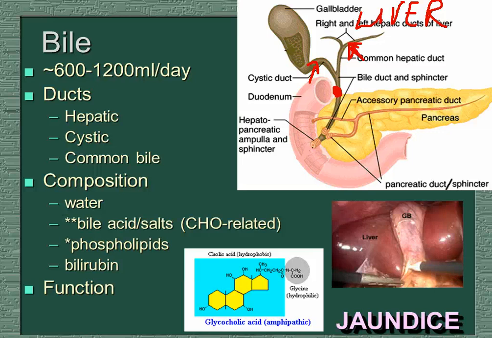Okay, bile, what is it? It's water. It's cholesterol, bile acids. And when I mean acid, I don't mean like hydrochloric. I mean acids that have cholesterol, CHO. Like this guy right there. You can see the cholesterol molecule backbone. It also has bilirubin, bile pigments, green-brown color.